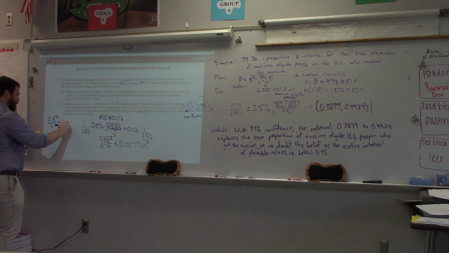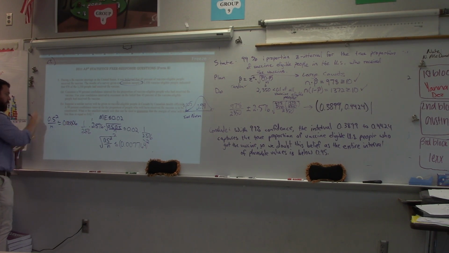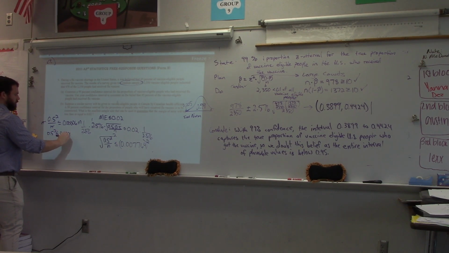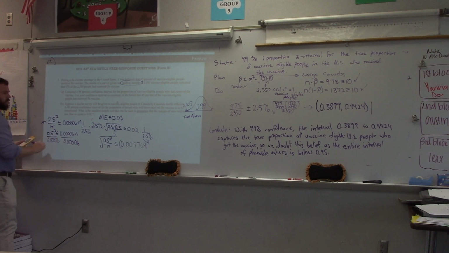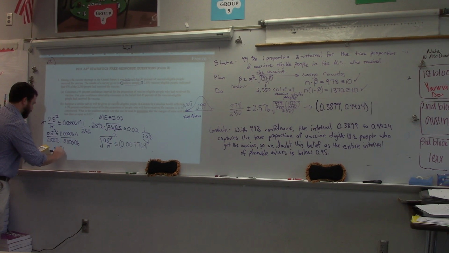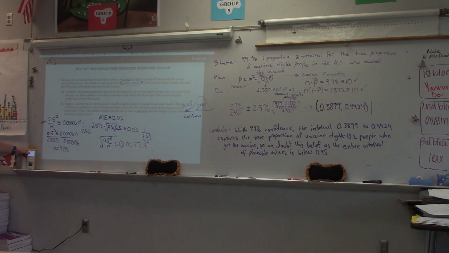I'm gonna just write down the estimate, but don't forget to use the actual calculator value when you do the next step. 0.5 squared, less than or equal to... Is it 4 zeros? Yes. So 0.5 squared divided by that. n needs to be greater than or equal to 4,148.